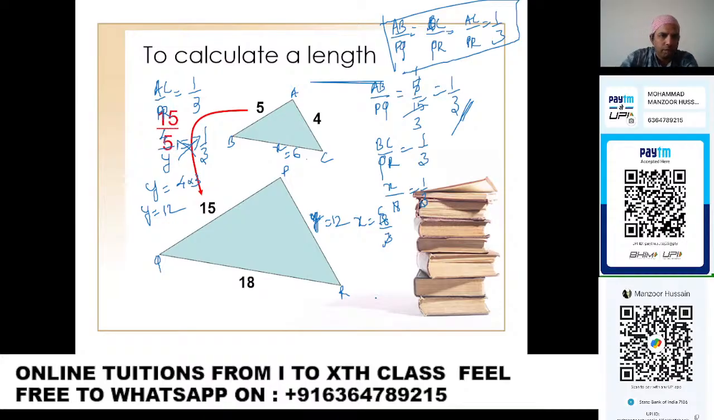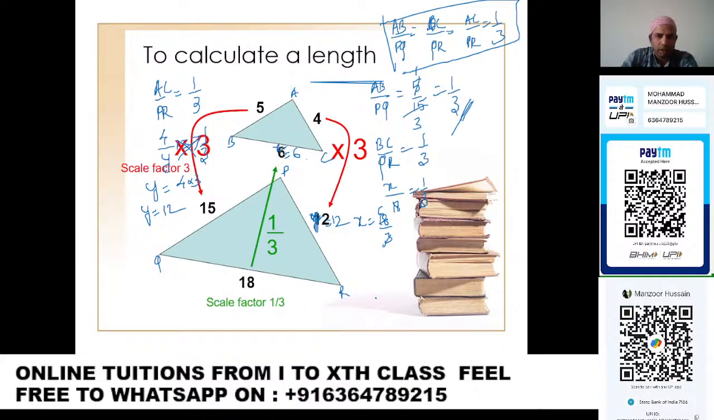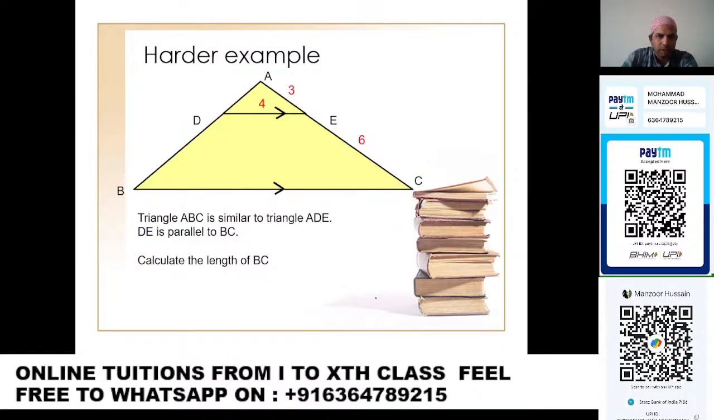So if I do 15 by 5, I get 3 times. So the scaling factor is 3. In the same way, 4 times the scaling factor will give me 12, and 6 times the scaling factor is nothing but 18. That's the reason the scaling factor is 1 by 3. So I got it as 6.